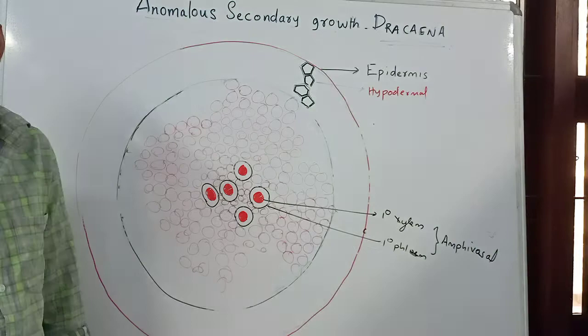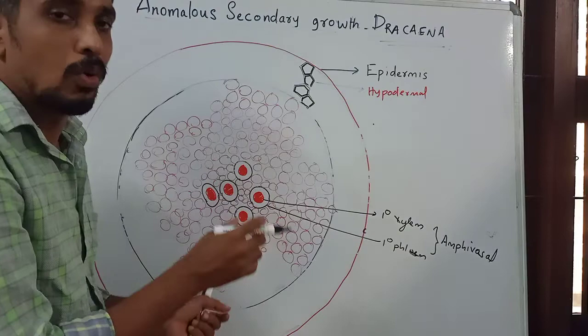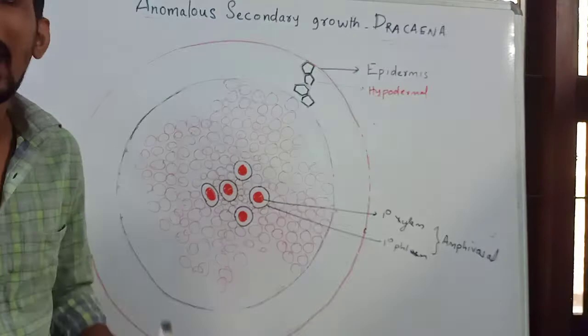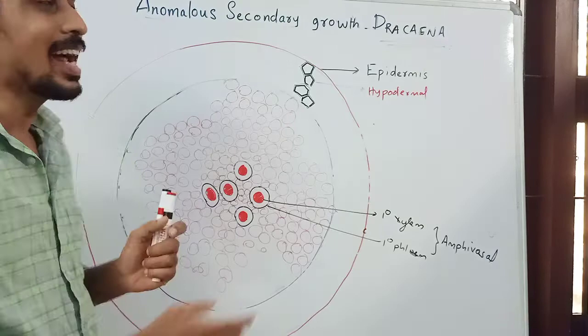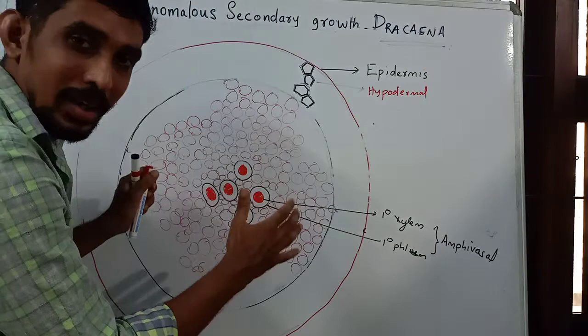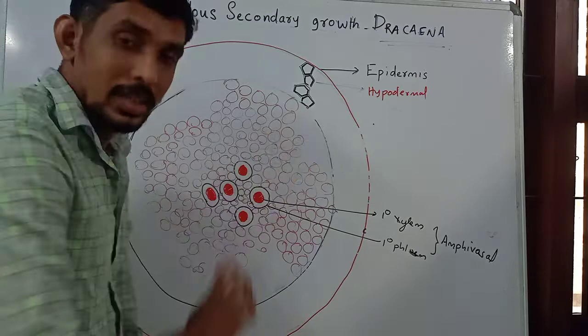So closed vascular bundle is a unique feature of monocot. Here, this Dracaena also obeys the monocot nature, that is closed vascular bundle. But this Dracaena shows a peculiar type of secondary growth. That secondary growth is called anomalous secondary growth. Okay, so this is the primary anatomy of monocot stem Dracaena.